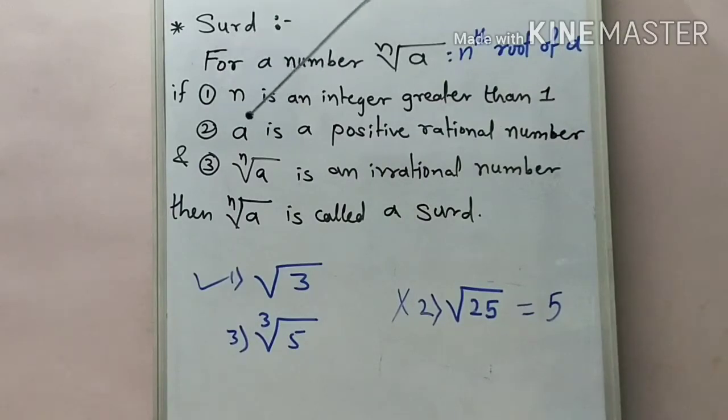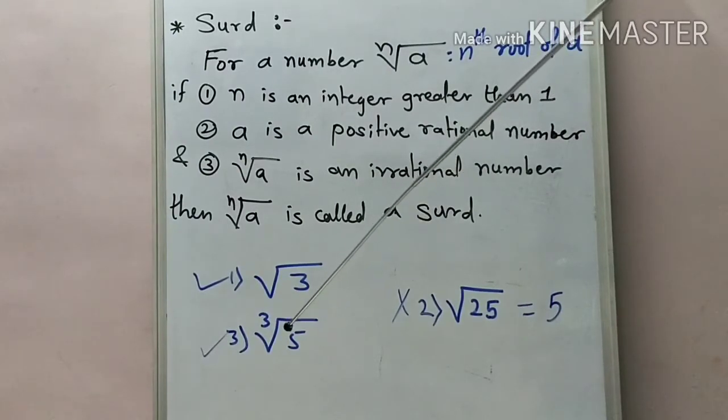Because n is 3, which is an integer greater than 1. A is 5, which is a positive rational number, and the whole value is an irrational number. So the third example, cube root of 5, is a surd. Like this we have to verify, or decide, whether a given number is a surd or not using these three conditions.